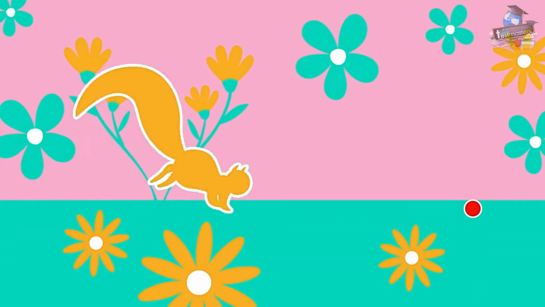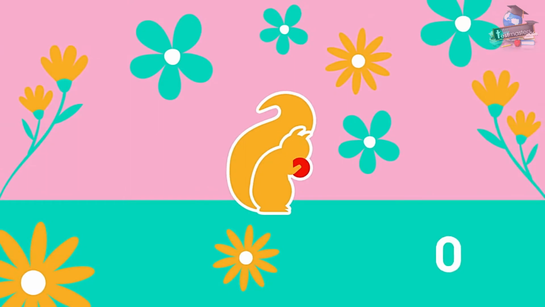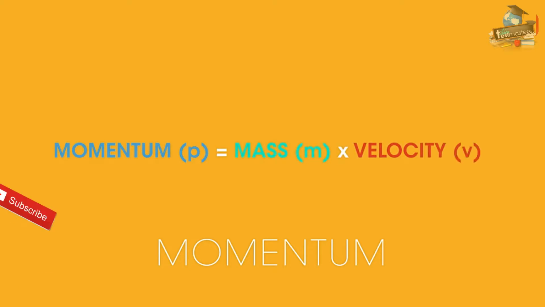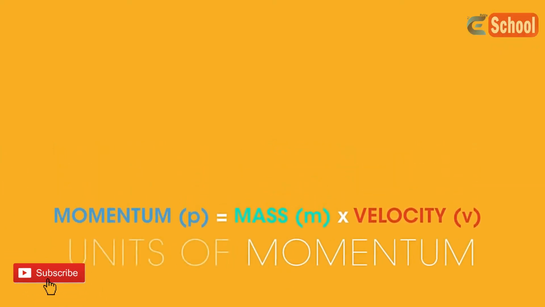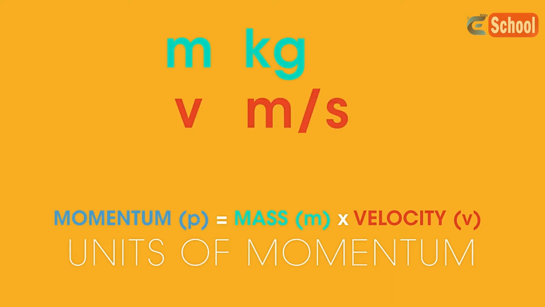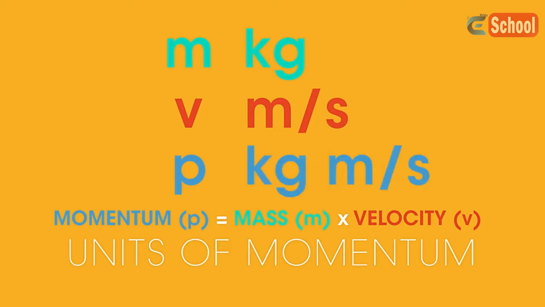All moving objects have momentum. A stationary object has a momentum of 0. We calculate momentum using this equation. Momentum p equals mass m times velocity v. So what are the units of momentum? Mass is measured in kilograms and velocity in meters per second. So momentum equals kilograms times meters per second, which equals kilogram meters per second.